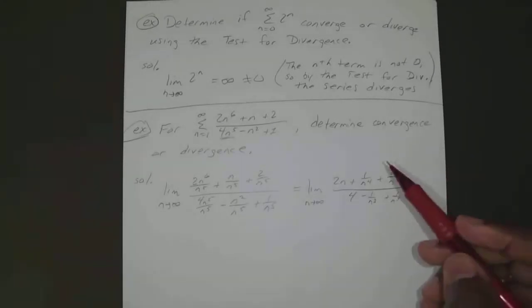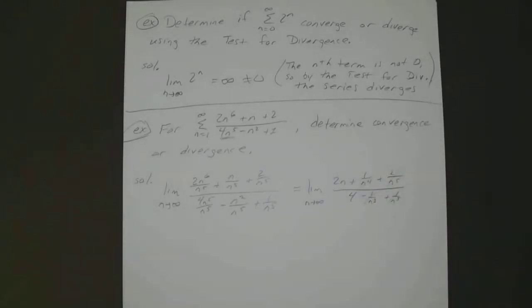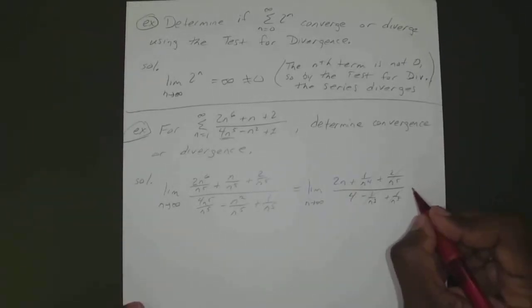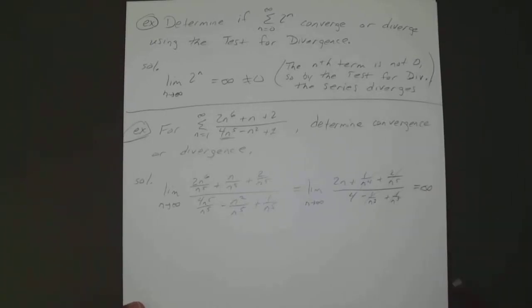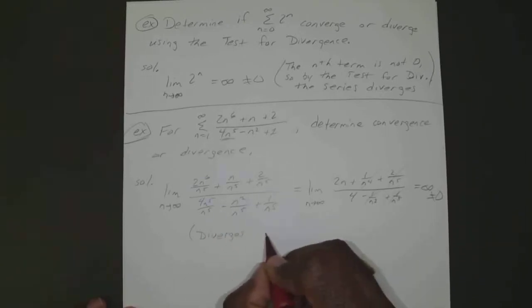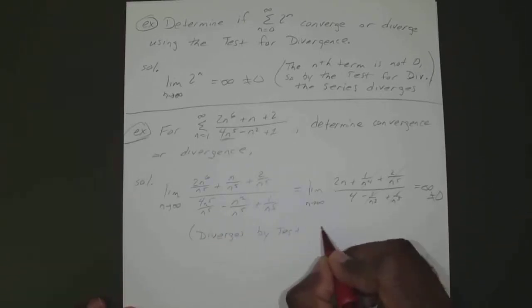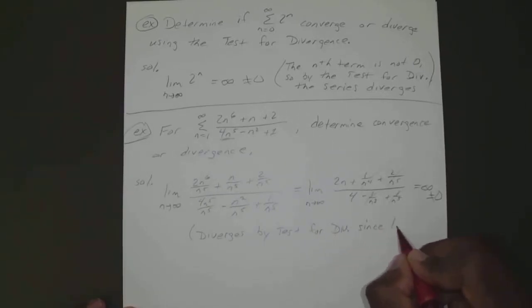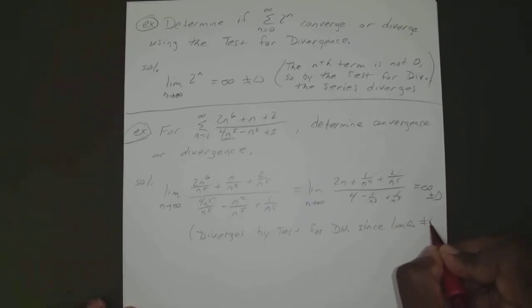Okay, so you can see as n approaches infinity, all of these will become 0. So you end up with 2n over 4, or 1/2 times n, which as n gets bigger and bigger and bigger, just becomes infinity. So this equals infinity, which we know does not equal 0. So we know it diverges, by the test for divergence, since the limit does not equal 0.